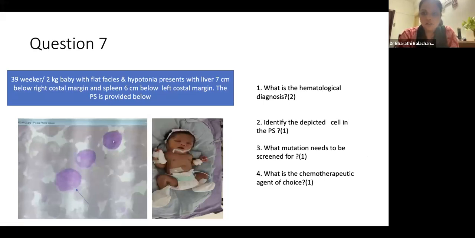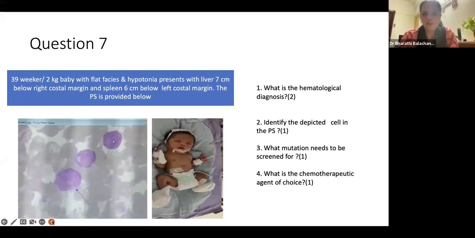So no, Gaucher is not the right answer. So this baby has flat facies, hypotonia. Let me give you some more clues. Simian crease. Yeah, so the baby has Down syndrome. And what is the most common hematological abnormality?